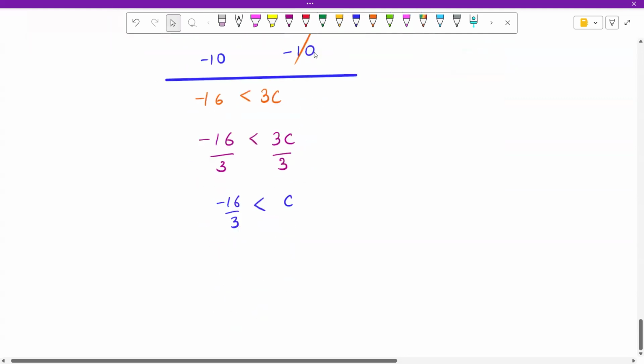Okay, if we got this and we want to write the answer in such a way that the variable is first, what happens to the symbol? Is it remaining the same or is it changing? No, it would stay the same. Okay, that means this way.